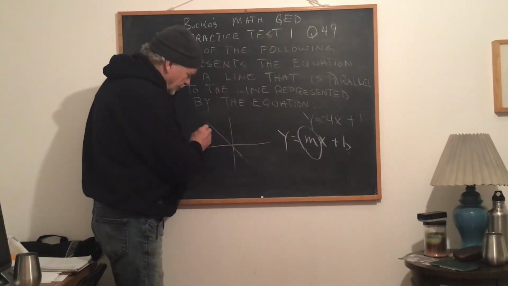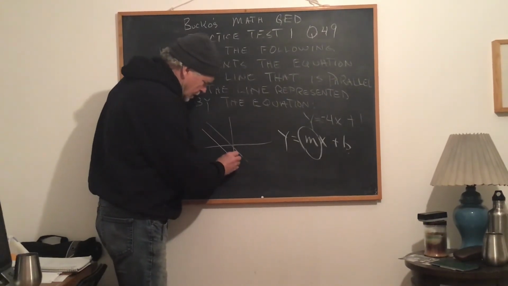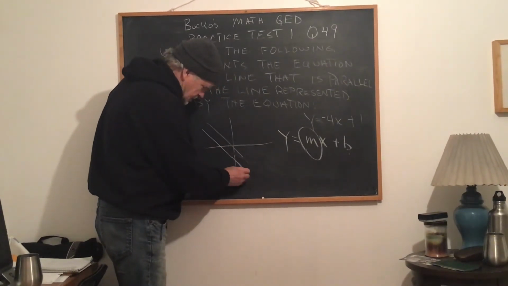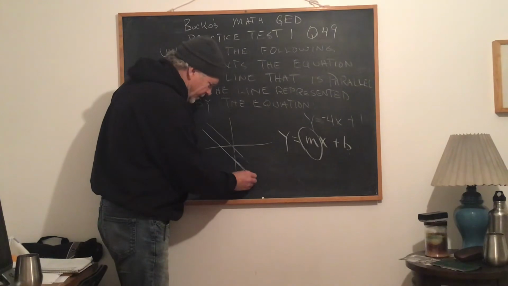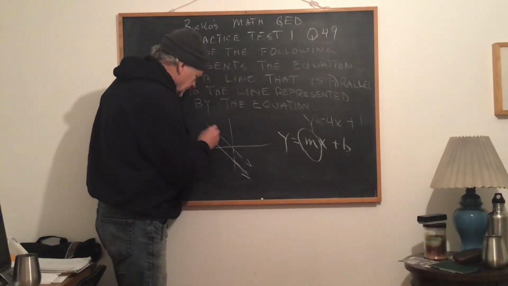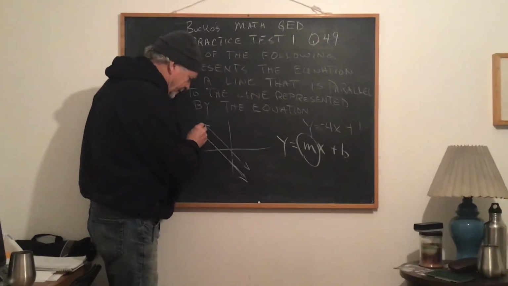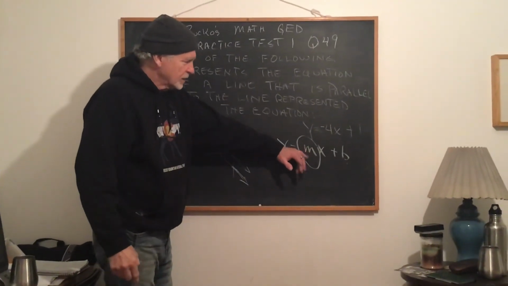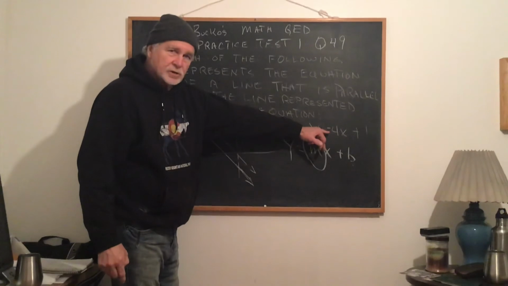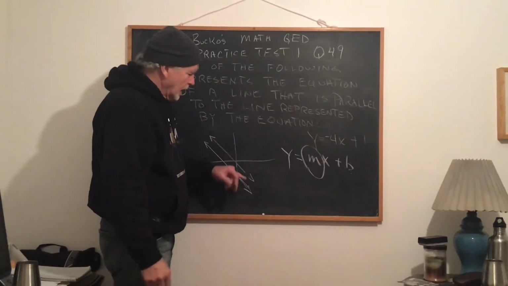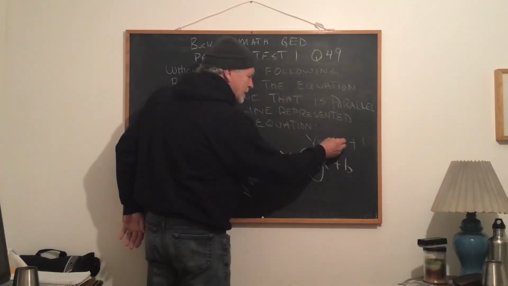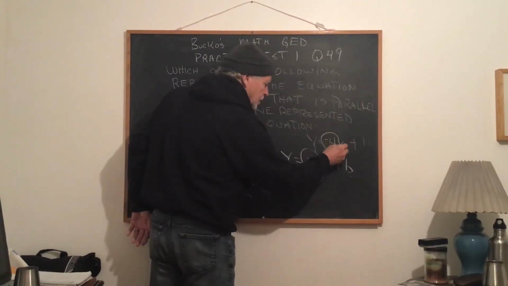a parallel line would be like this right here. Kind of, right? They would never intersect. They would go on forever and be the same distance apart. That means that when you look at this equation and you're trying to find another equation to a line, it would have to have this exact same slope.